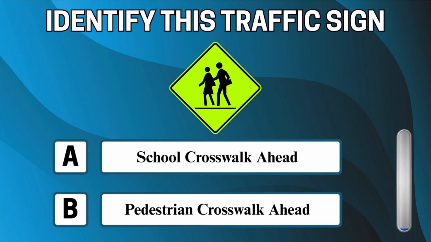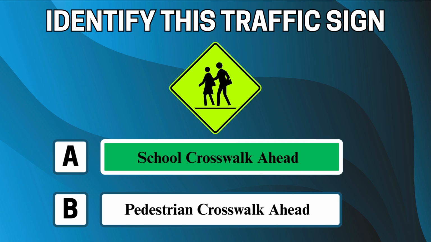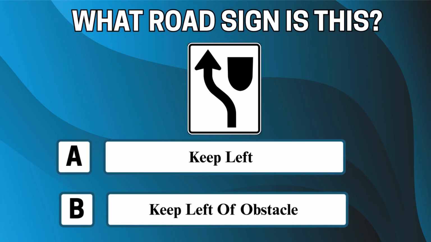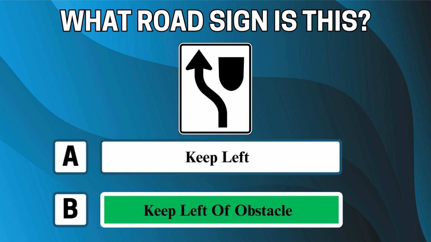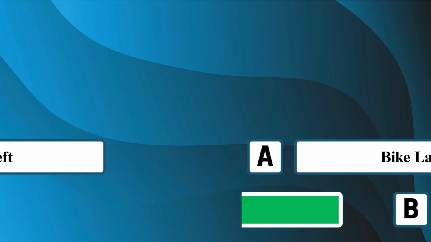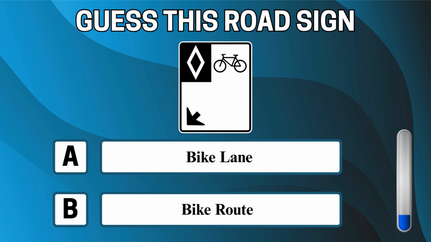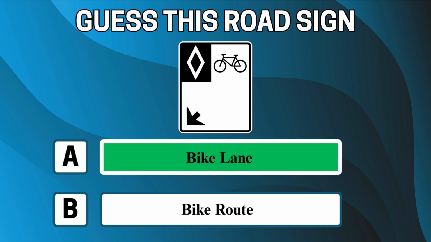Identify this traffic sign. That is right, it is the school crosswalk ahead sign. Which road sign is this? Correct, that is the keep left of obstacle sign. Guess this road sign. Exactly, it is the bike lane sign.